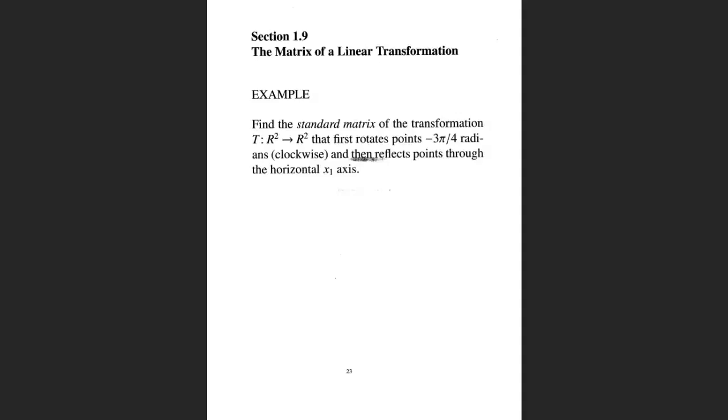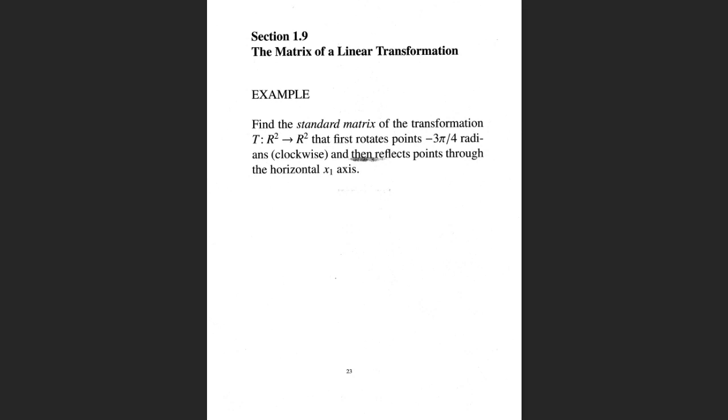Okay, we were talking last time about section 1.9, the matrix of a linear transformation. And what we're doing is constructing matrices that transform points in the xy plane to new points in the xy plane. There are all kinds of transformations that we can do. We can reflect points about the x1 axis, which is like the x-axis. We can reflect points about the x2 axis, which is the y-axis. We can also rotate points a certain number of degrees.